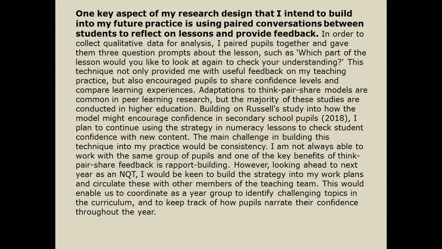Now, this paragraph uses that 4-part structure and shows you how it might work in reflective writing. I'm just going to talk you through it step by step rather than asking you to read this and do it on your own. You can see from this paragraph, our first sentence is a topic sentence, and what it does is it underlines and highlights the area of practice or the area of the research project that we could build in the future. "One key aspect of my research design that I intend to build into my future practice is using paired conversations between students to reflect on lessons and provide feedback." In a nutshell, that's the part of the project that we think we could take forward.